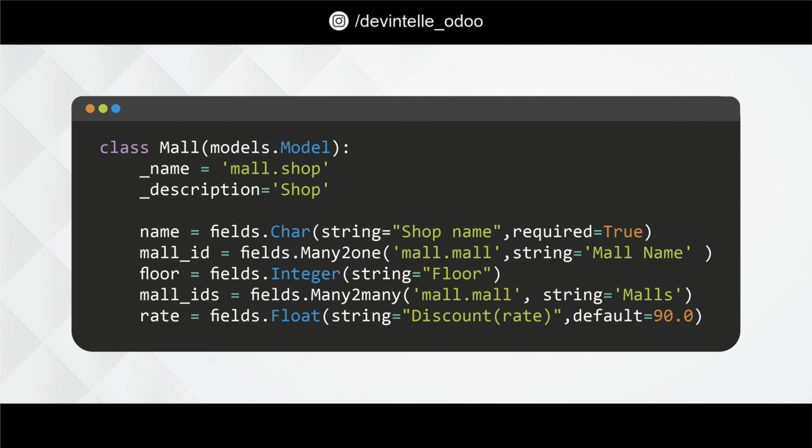First of all, we have to define a new field, and this field is typically a float field. So into the object mole.soap, I define a new field rate, and this is a float field. I give the string value Discount in brackets rate, and I set the default value 90.